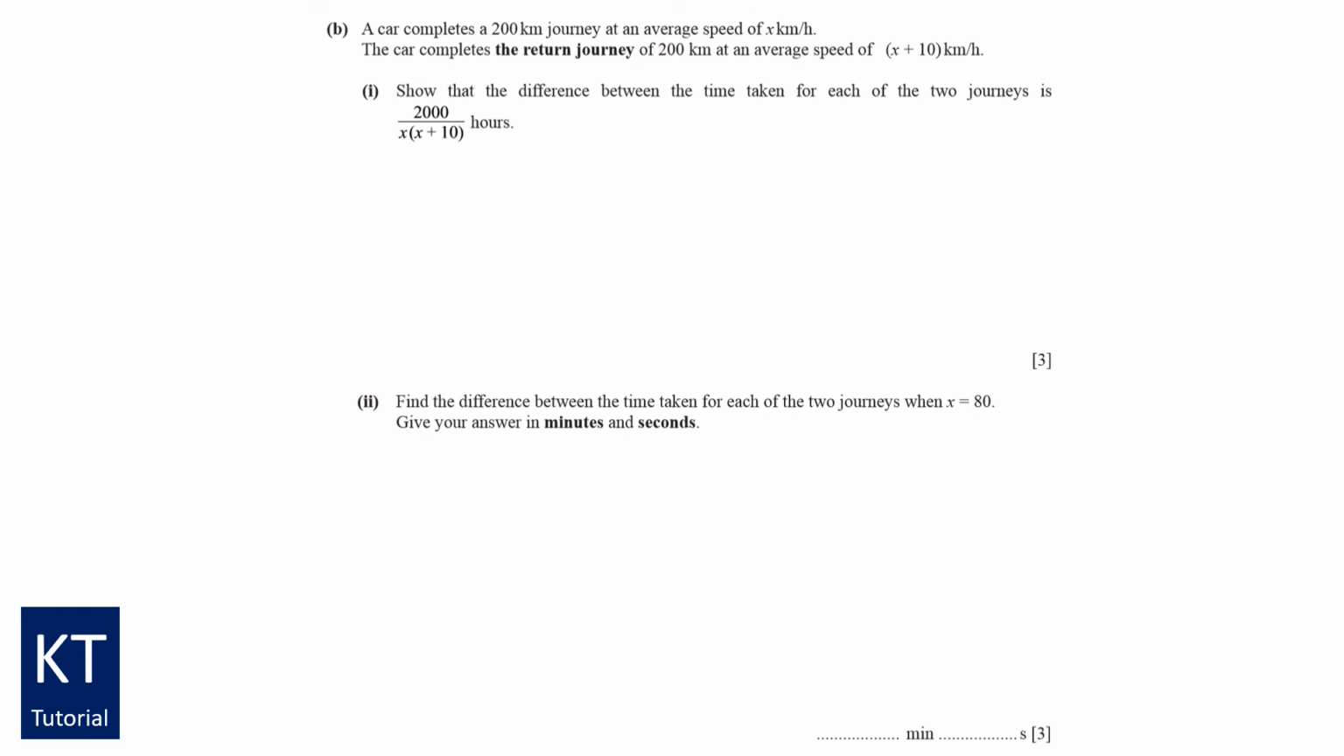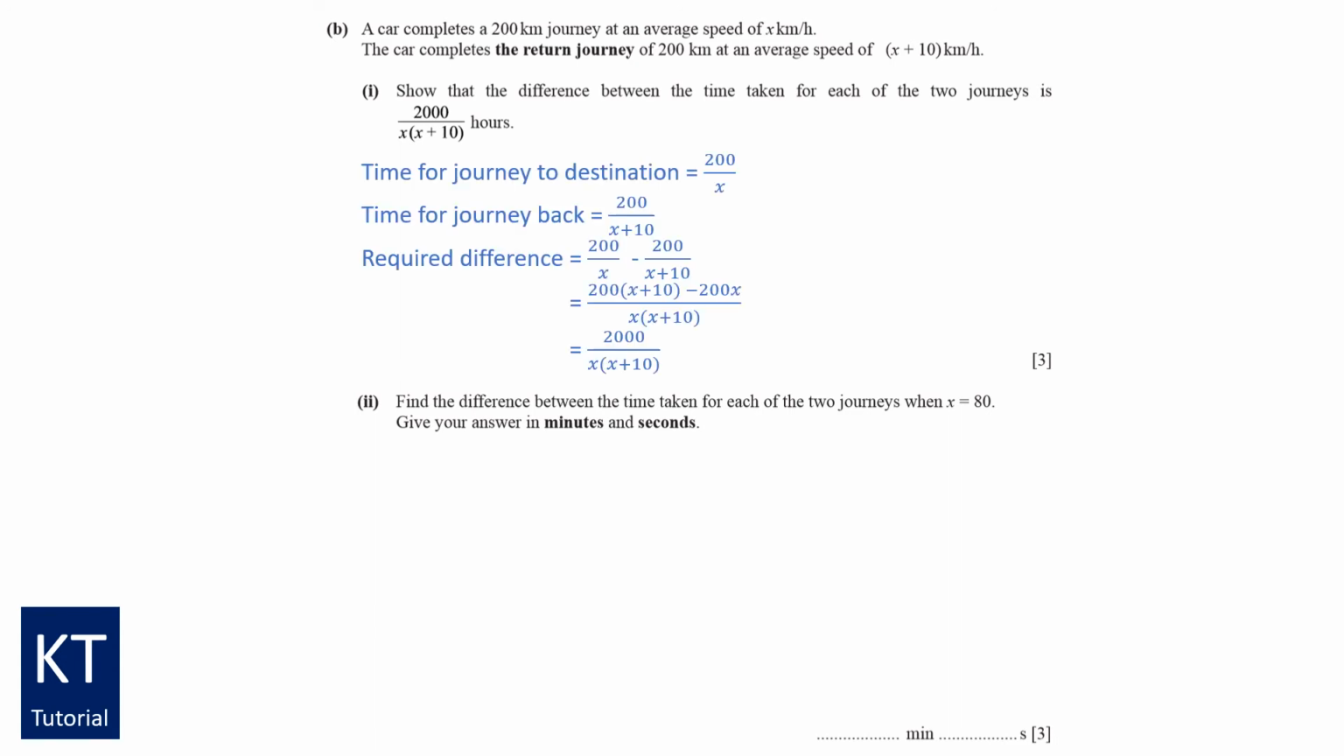Question 5b. A car completes a 200 kilometer journey at an average speed of x kilometers per hour. The car completes the return journey of 200 kilometers at an average speed of x plus 10 kilometers per hour. Show that the difference between the time taken for each of the two journeys is as stated. By subtracting the time for the journey back from the time for the journey to the destination, we can get what is required to be shown. Next, find the difference between the time taken for each of the two journeys when x equals 80. Give your answer in minutes and seconds.